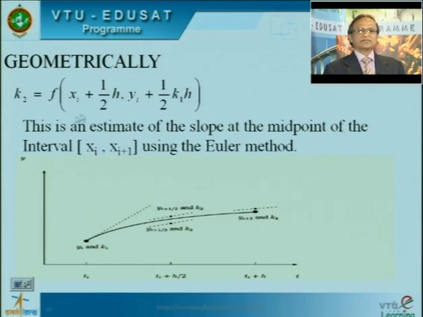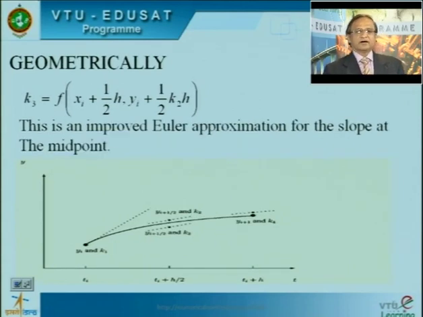So, geometrically what does it represent? So, this is an estimation of the slope at the midpoint of the interval xi plus 1 using the Euler's formula. Now, as I have mentioned, this is the initial point, final point. Now, I want to calculate the midpoint after half time. How are we going to calculate? So, using this formula, right. So, you can obtain above this line, the dotted line represents the slope of the function at xi plus h by 2.